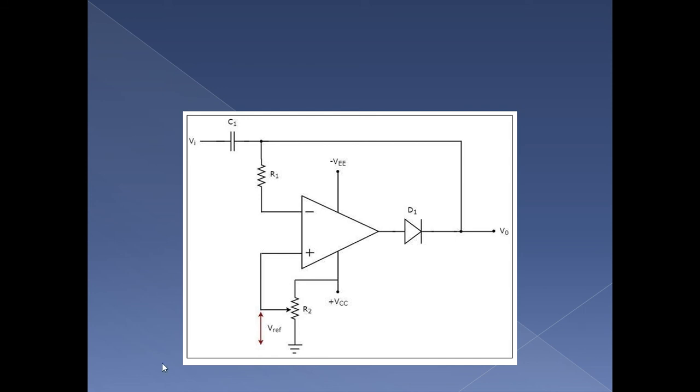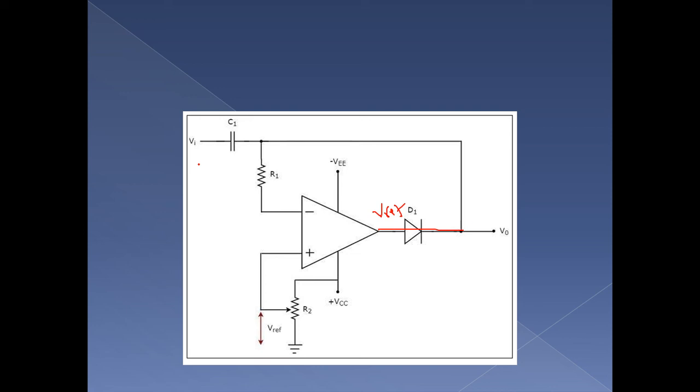Initially, consider that there is no input Vi. Under that condition the capacitor will not hold any charge, so the capacitor voltage will be zero, and we are giving only the reference voltage. Under such condition the positive V reference will appear at the output. It is a positive voltage, so the diode will get forward biased, and I will be getting V0 as V reference.